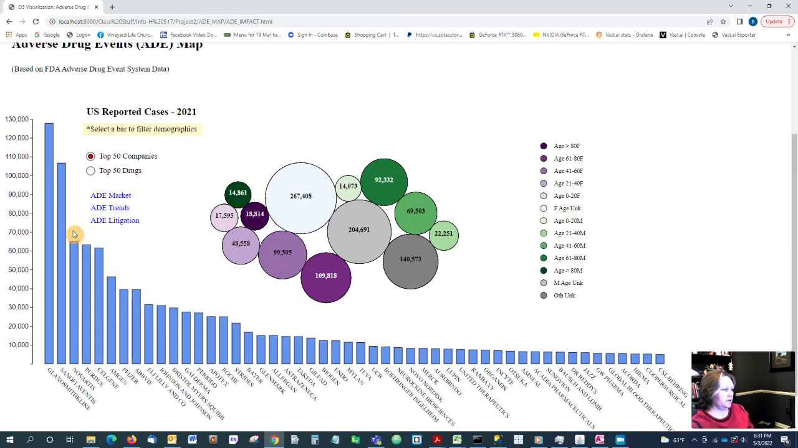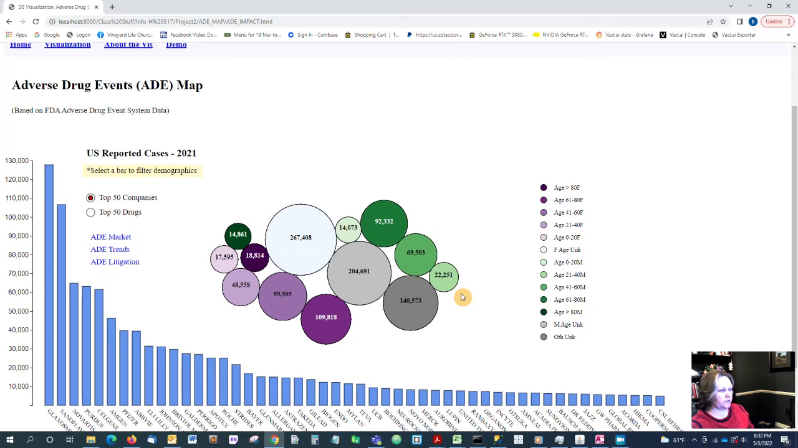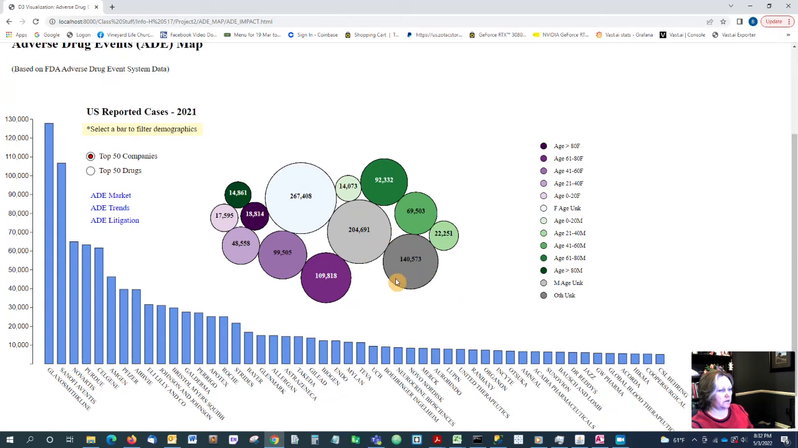You can see that these are sorted in rank. So this one here is GlaxoSmithKline, which had over 125,000 cases in 2021. This section also shows the demographics that were impacted. So each of these bubbles here is a demographic group. You can see the darkest circles are the oldest people that were impacted. The green one is males over 80, and the purple one is females over 80.